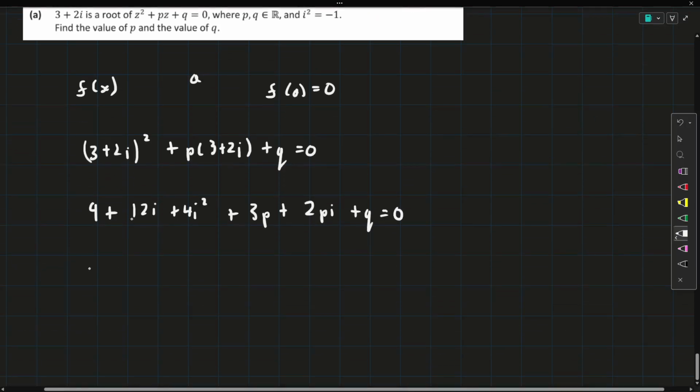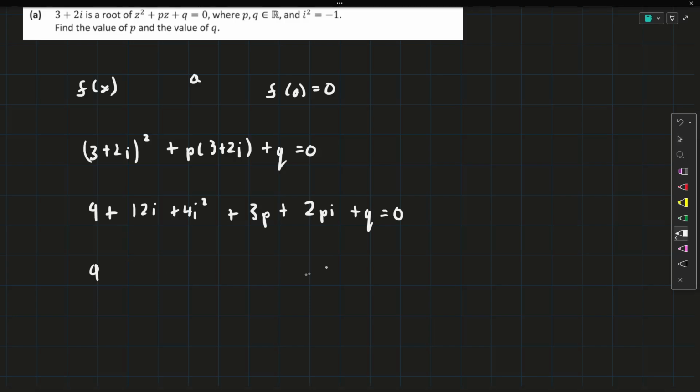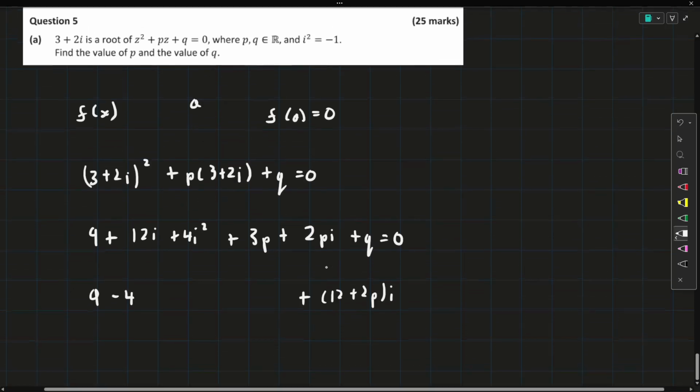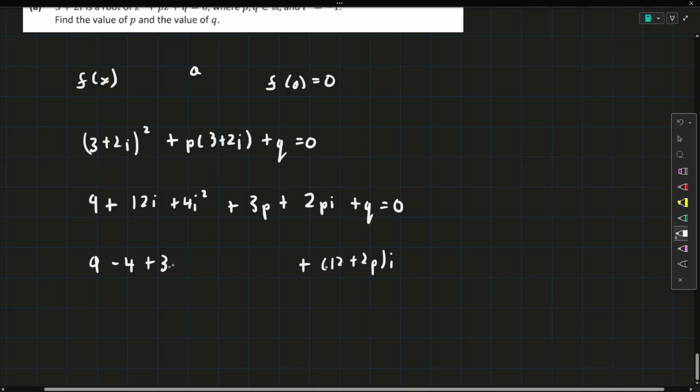So we can do a bit of simplifying, so it'll be 9. And then we have 12i plus 2pi, so how many i's do we have in total? Well, that's going to be 12 plus 2p i's. 4i squared is going to be minus 4, because i squared is minus 1. The question tells us that. And then plus 3p plus q.